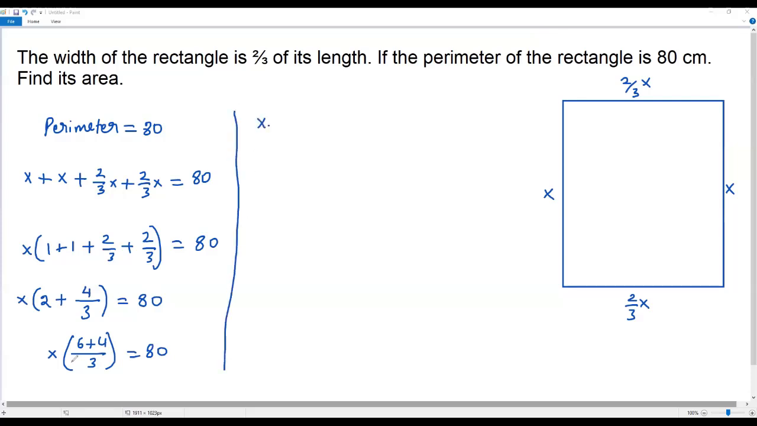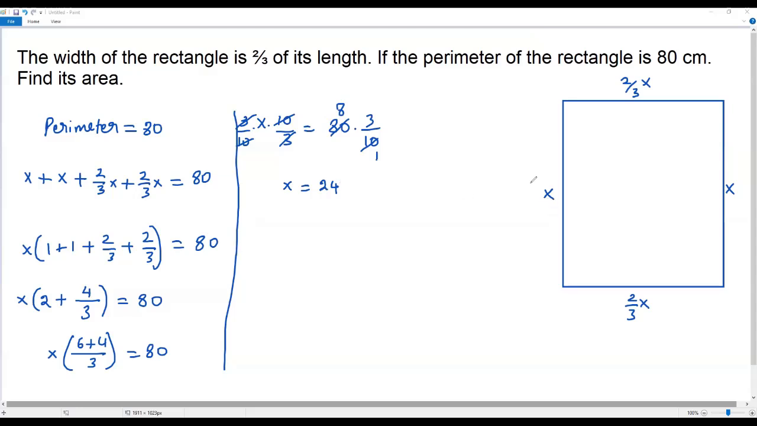Okay, here let's continue. x times 6 plus 4 will become 10, so x times 10 over 3 equals to 80. Okay, my aim is to solve for x in this equation. For that, I have to get rid of this 10 over 3. So for that, I have to multiply both sides of this equation by the reciprocal of this number, that is 3 over 10. So I multiply both sides of this equation by 3 over 10, so that the 10 will cancel, 3 will cancel out. We have x on the left side, and 10 goes into 10 one time, 10 goes into 80 eight times. So 8 times 3 is 24. So I got the value of x, that is 24.